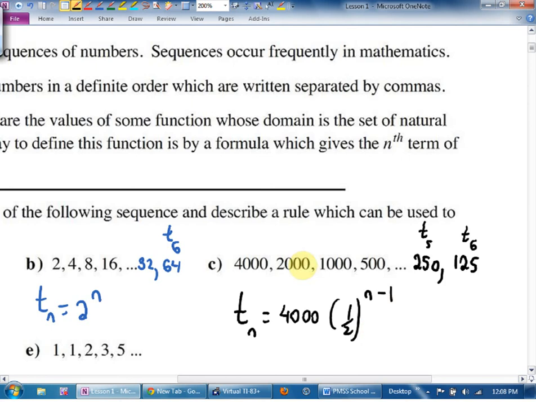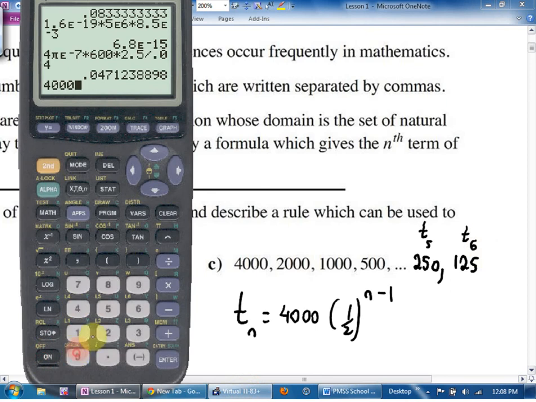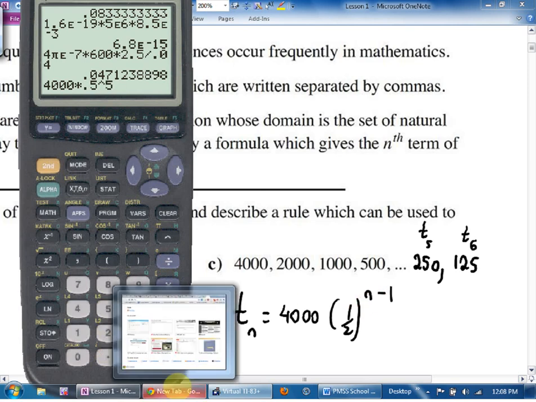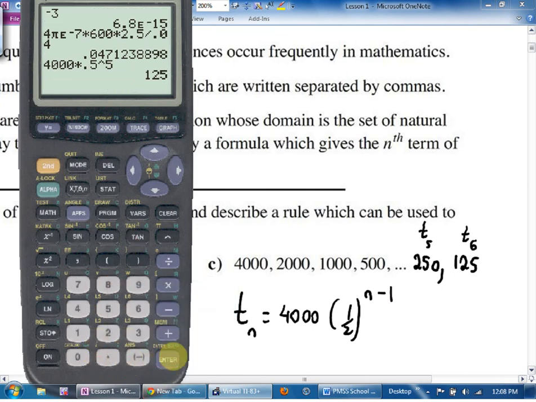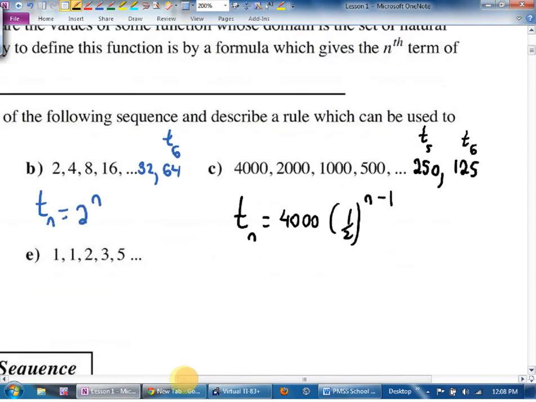Let's try a 6. 4,000 times 1/2, I'm going to type 0.5, to the, what's 6 take away 1? Will a 6 give me 125? Oh, I can hardly wait. Let's find out. Yes! We're going to come back to this special sequence here. A couple more just for practice because we're nerds.